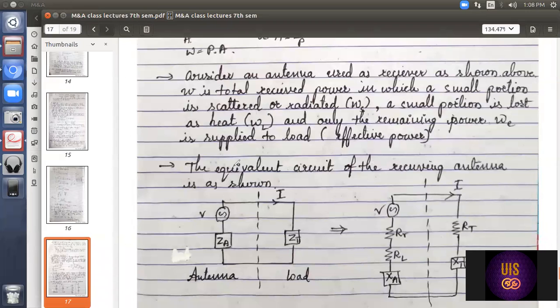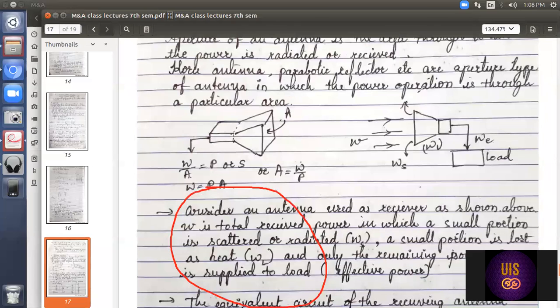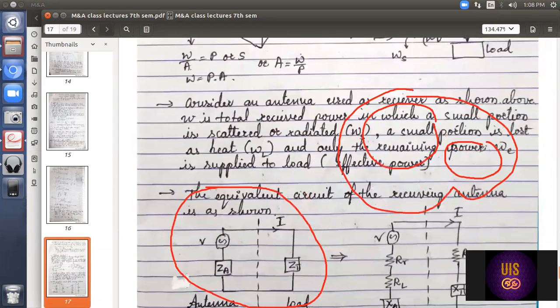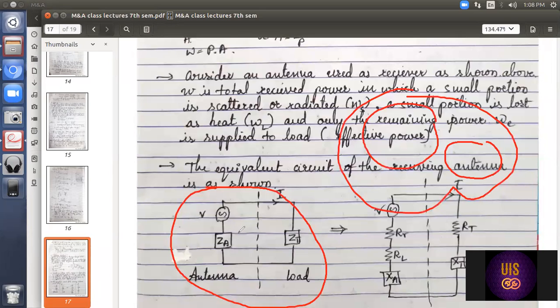Now, just observe this figure and this figure. This is a receiver. Power gets received and the load is connected at the end. The same thing is shown in the equivalent circuit. Check it. This is the supply voltage. Whenever it is a receiving antenna, or any device you take or connect, as you have seen in network theory, associated resistances you take into account. That resistance part is denoted as Z suffix capital A.